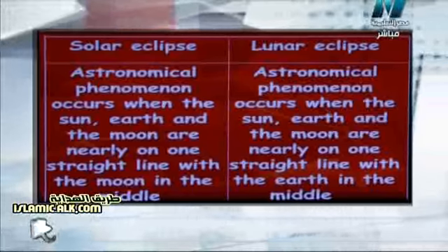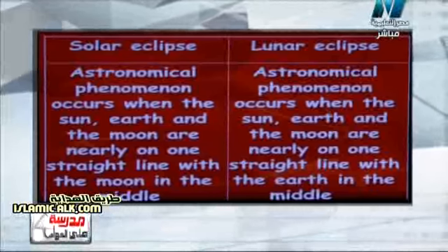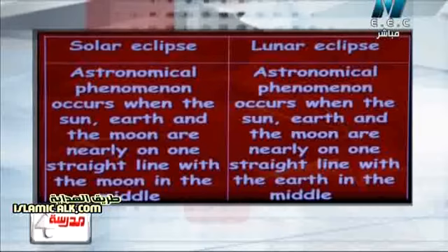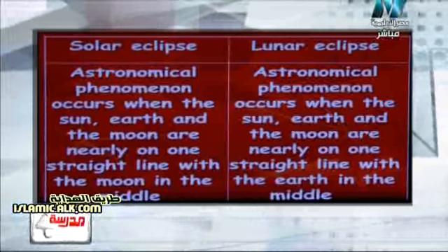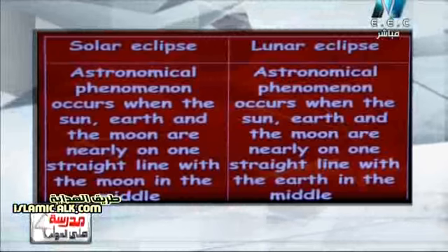Okay? So we have two conditions in each one of them. The first condition is that the Sun, Earth, and the Moon are on a straight line, but the middle body is the difference between solar and lunar eclipse. So in the solar eclipse it will be the Moon, in the lunar it will be the Earth.